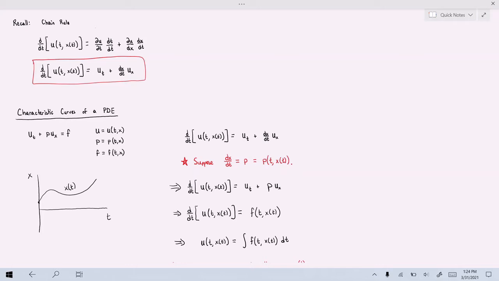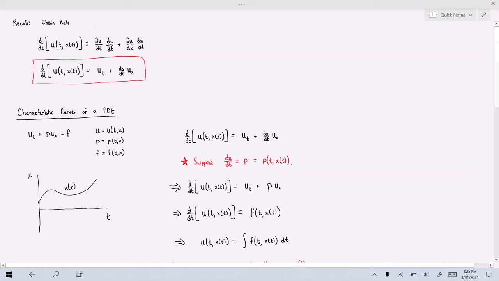Before we get to characteristics, we just need to briefly recall the chain rule, which people would have learned about if they took 2415 or 2419. And we really just need to know how to take the derivative with respect to t of something of the form u of t, x of t. So the chain rule would say that that would be equal to the partial of u with respect to t times the partial of t with respect to t, and then plus the partial of u with respect to x times the derivative of x with respect to t.